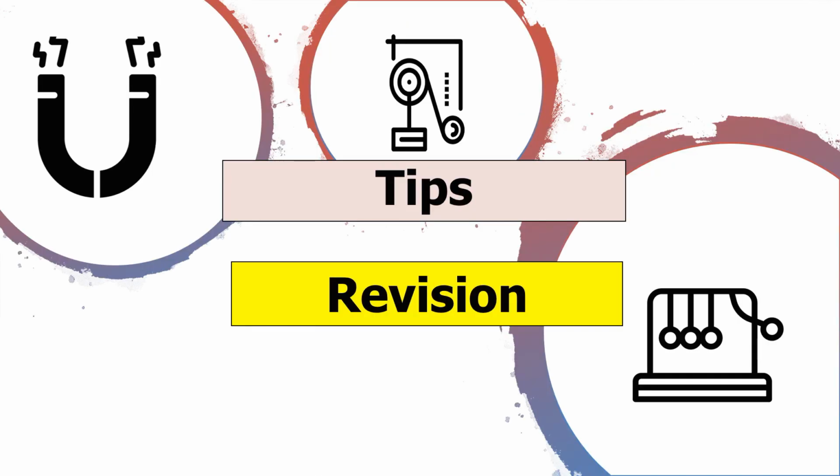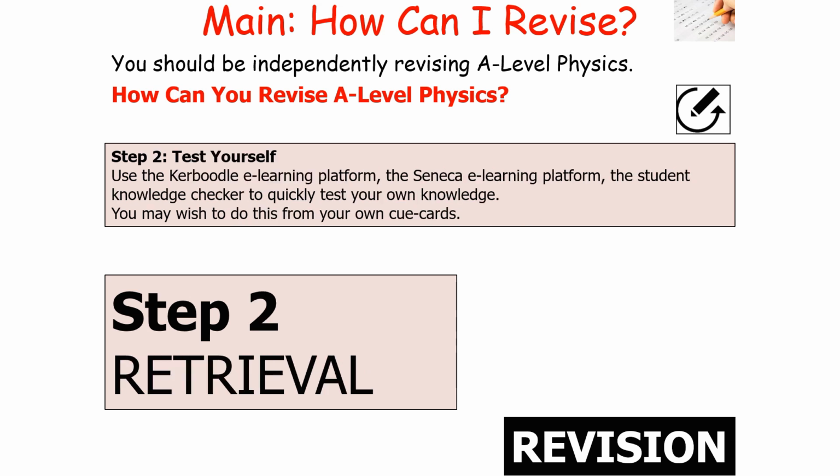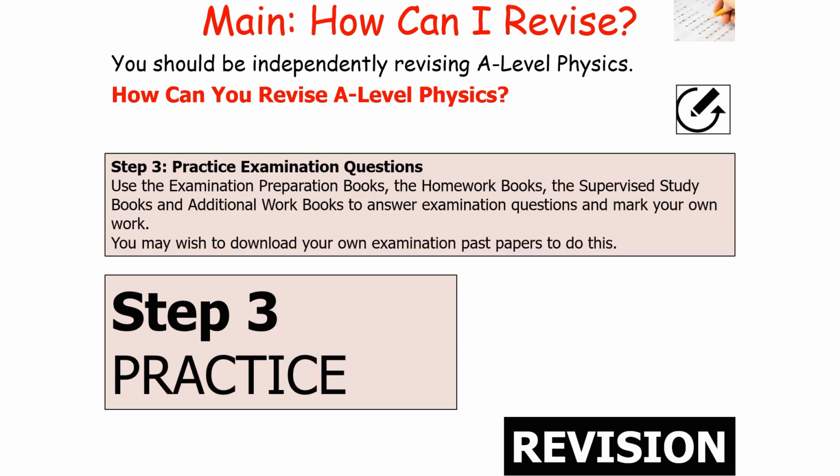Now, what are the tips on how to revise for A-Level Physics? So first step is to learn the key facts. So use your revision guides, class workbooks, prep notes and textbooks to learn the key ideas of the course. Now you might wish to write out notes yourself or make mind maps. Second step is to test yourself. So use things like Caboodle, Seneca, the student knowledge checker to quickly test your own knowledge, and you may wish to do this from your own cue cards. And then the third step is practicing examination style questions. So using exam prep books, homework books, supervised study books, additional workbooks to answer exam questions and mark your own work. And you may wish to download your own exam past papers to do this.